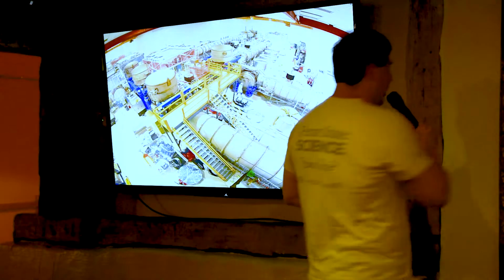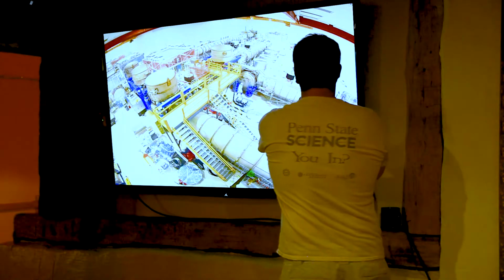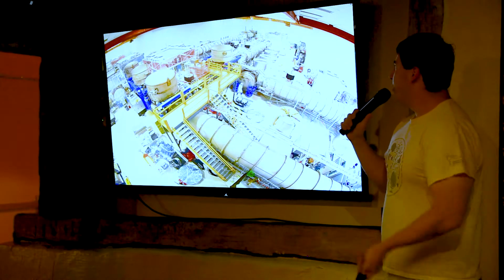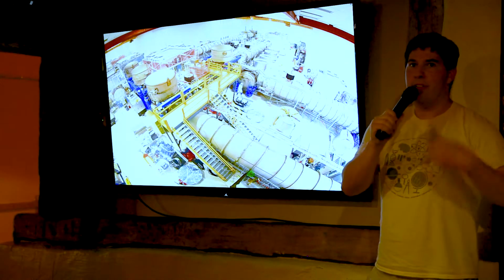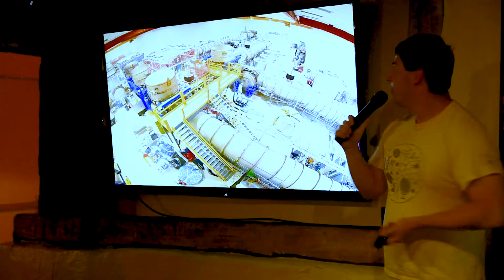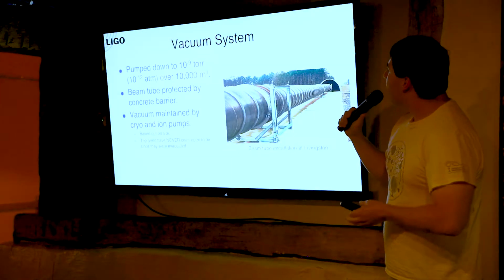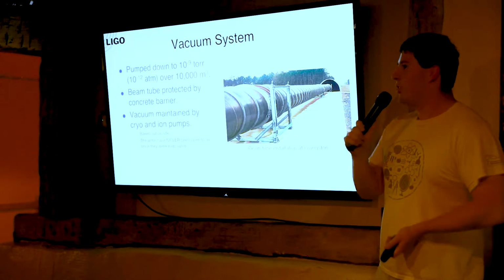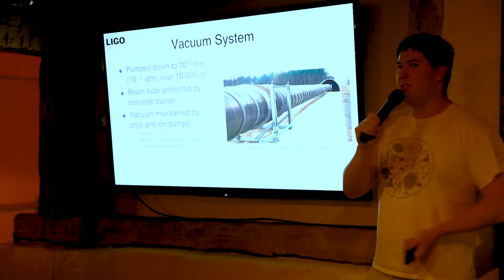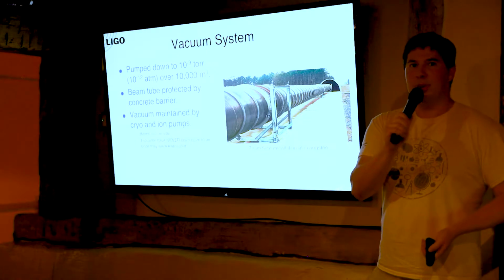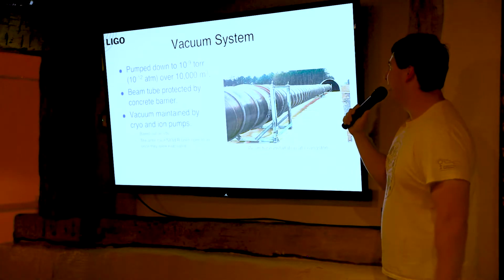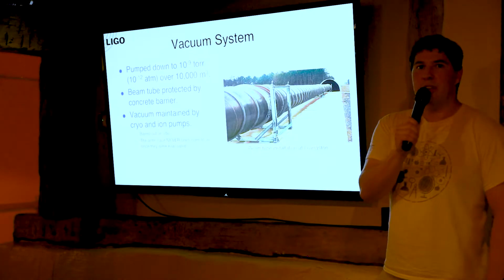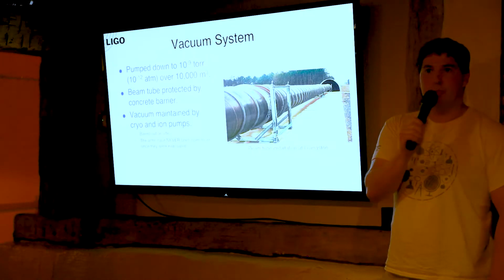So the heart of LIGO is really going to be this vacuum system. If that vacuum system were compromised, the project would get shut down for years before they were able to bring everything back to normal. So the vacuum system is pumped down to 10 to the minus 9 torr, which is about 10 to the minus 12 atmospheres. So it's pretty empty. There's not very much stuff in there. And it's over 10,000 cubic meters. So this is one of the largest, if not the largest, vacuum systems in the world.